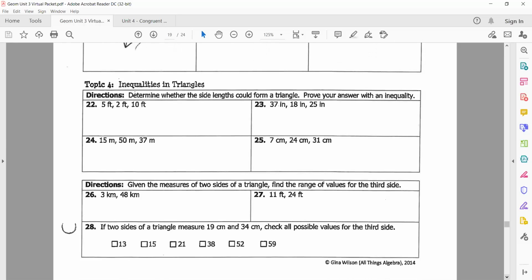We did this next section here, topic 4, on Tuesday also. We tried to figure out through some simple calculations based on some side lengths whether or not something could actually close, where all the sides could connect and create a triangle. Does anybody remember that rule? Inequalities in triangles.